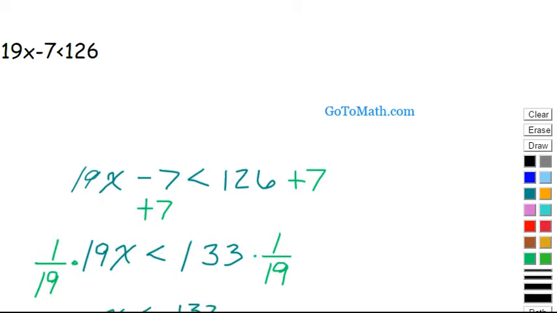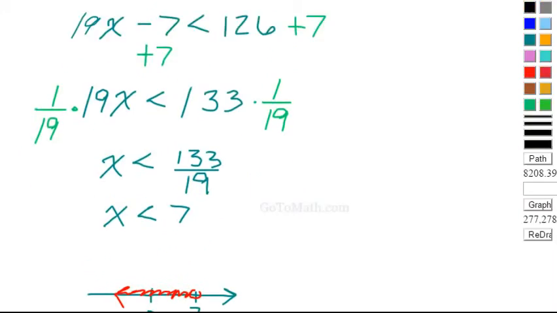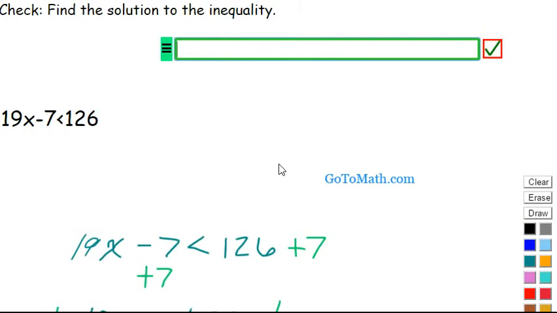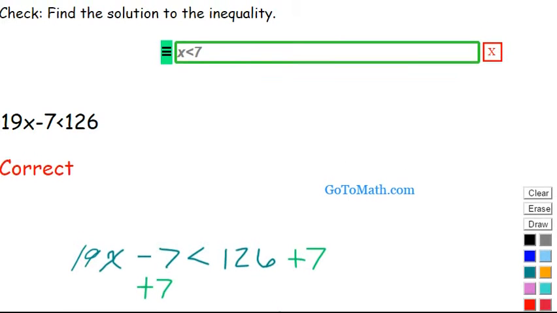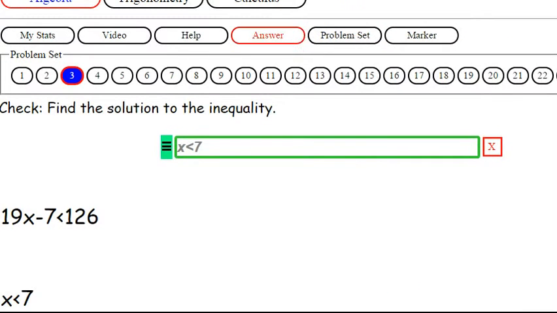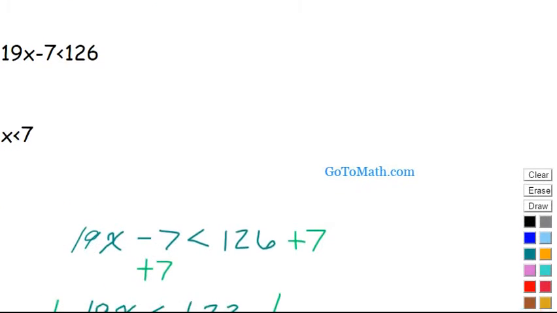I guess, where are we at here? X is less than 7. We better check that out. X is less than 7. So time to check the scripting, correct, and answer is correct. Okay, everything looks good.